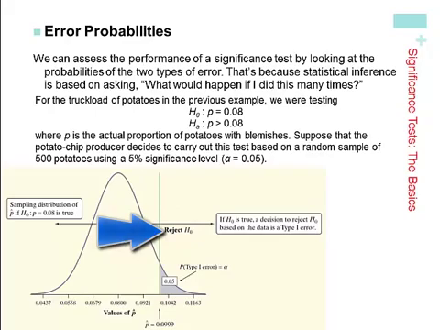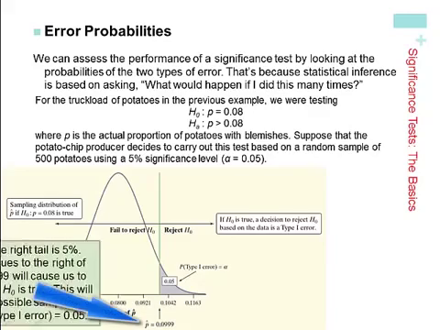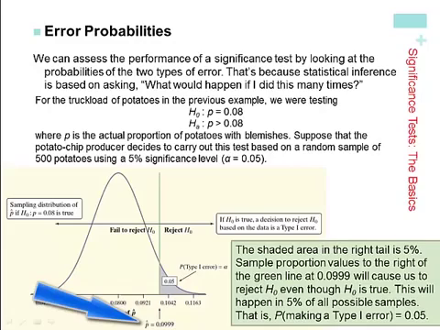Now we could use our normal probability calculations and calculate the p hat value for this rejection level, and it would end up being 0.0999. The shaded area in the right tail is 5%. The sample proportion value to the right of the green line at 0.0999 will cause us to reject the null hypothesis, even though the null hypothesis is true. This will happen in 5% of all possible samples. That is, the probability of making a type 1 error is equal to 0.05.